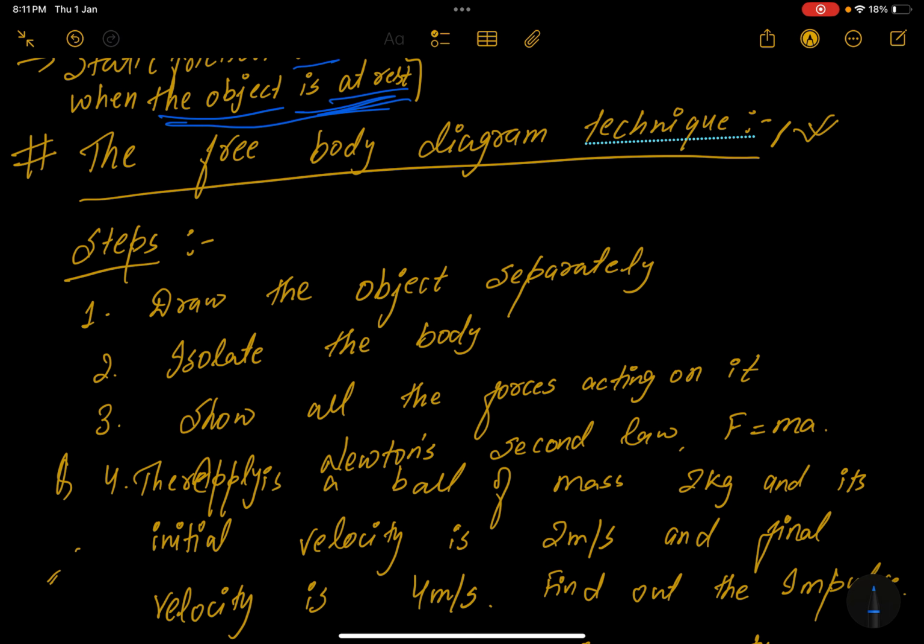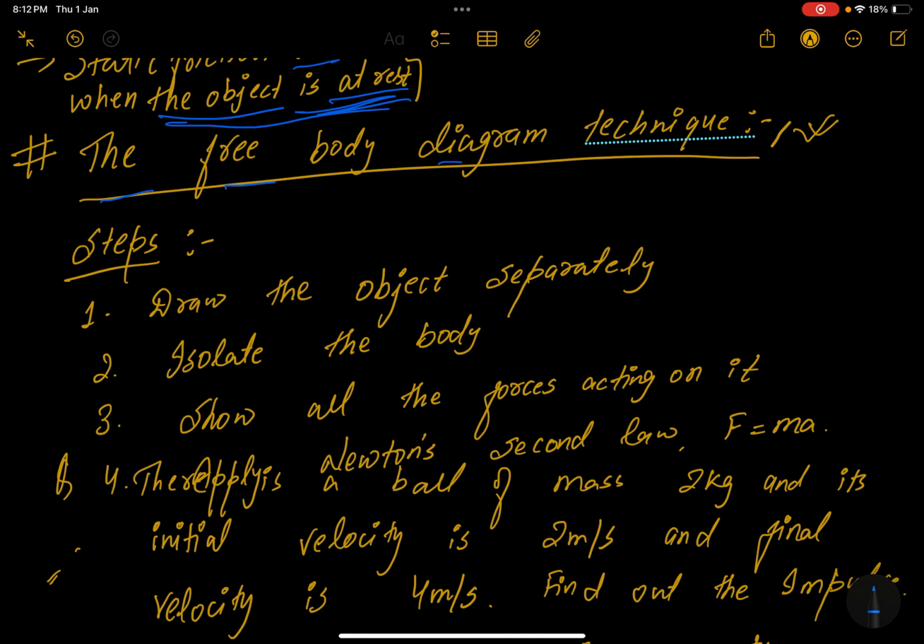Now the next topic is free body diagram. To solve any question, you should make a free body diagram. By making a free body diagram, you have solved half of your problem. It is very important to make a free body diagram.